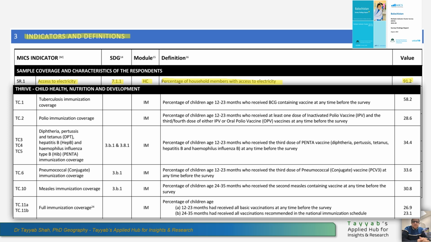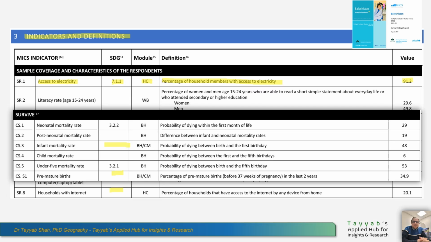Another topic which they usually cover is child health, nutrition, and development. You can see those indicators, and these numbers show the link with the Sustainable Development Goals directly. That's the way you can see the importance of these indicators when you want to define your research questions and the importance of the research you're going to do.